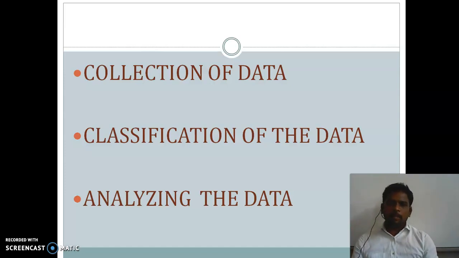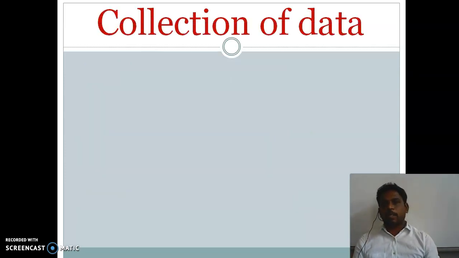So collection of data. If you want to find out something in the relevant area, first you have to collect the data, right? Then you have to classify them in a certain order, and then you have to analyze the data finally. At last you have to state the result. That result may be relevant to that information, right? So now we are going to see one by one. First one, collection of data.